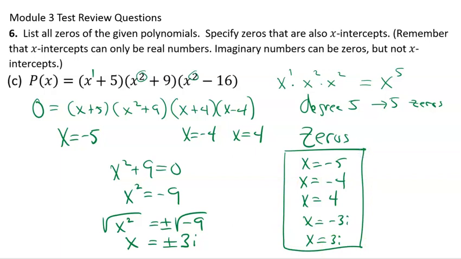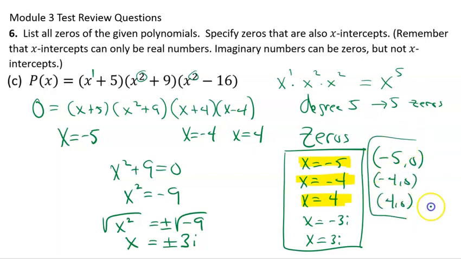The x-intercepts, though, are just this one, and this one. And if I write them in point form, like I always like to see them, here they are. So these guys here are your x-intercepts.